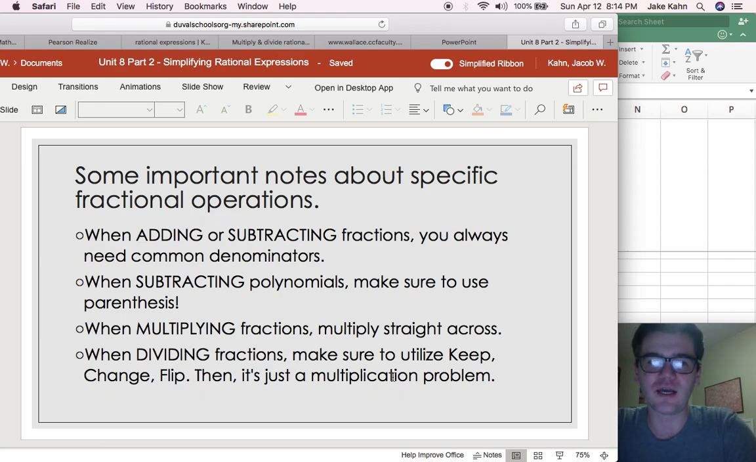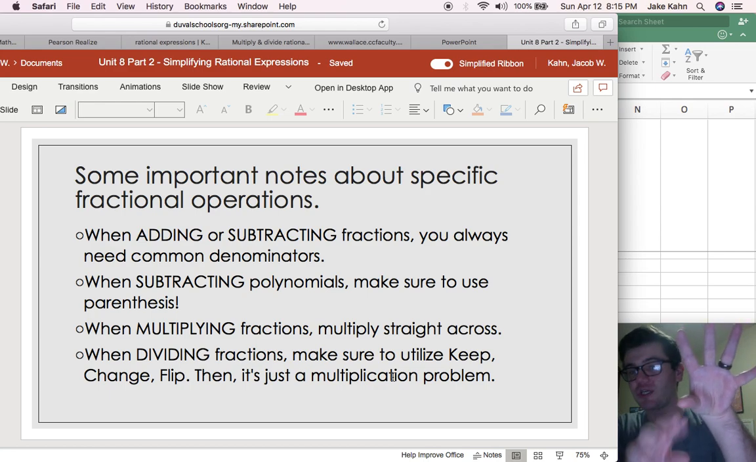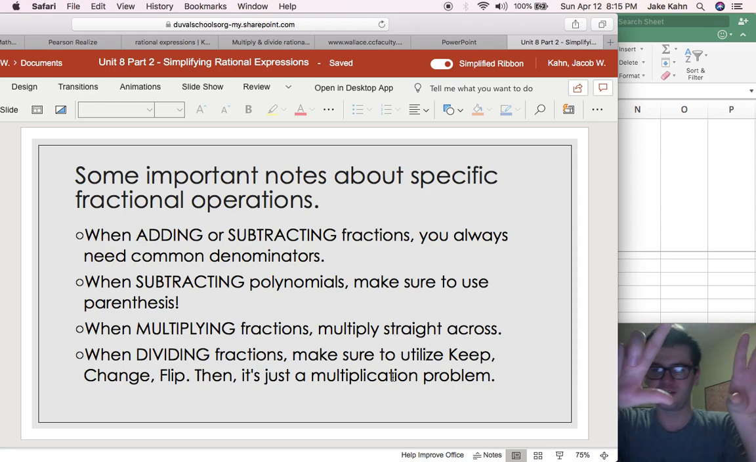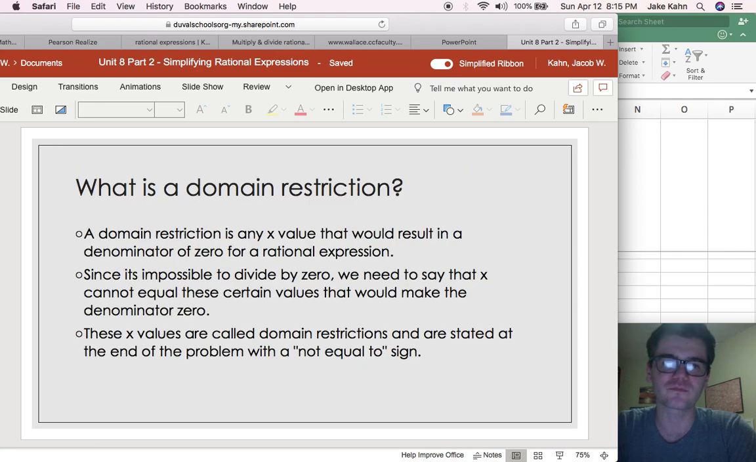And then finally, when you are dividing fractions, make sure to utilize keep, change, flip. That's relevant only for division, not for anything else, okay? You keep the first fraction the same, you change the division to multiplication, and then you flip the last fraction to its reciprocal. And then it's just a multiplication problem, and you do it as normal.